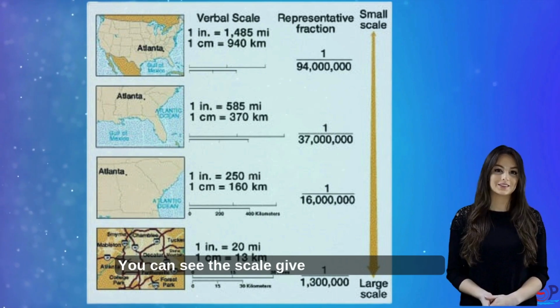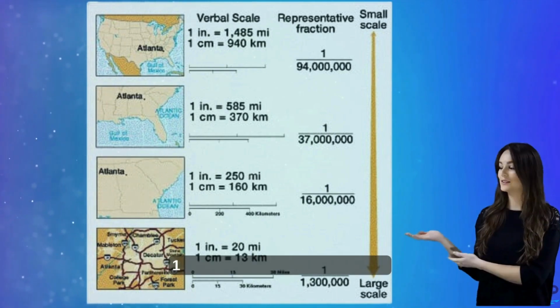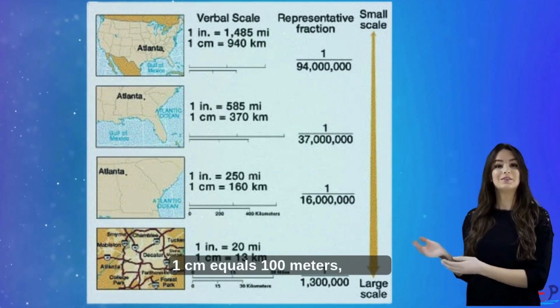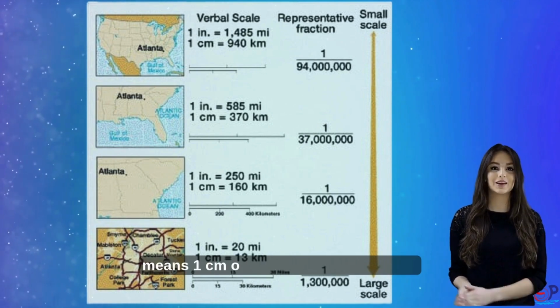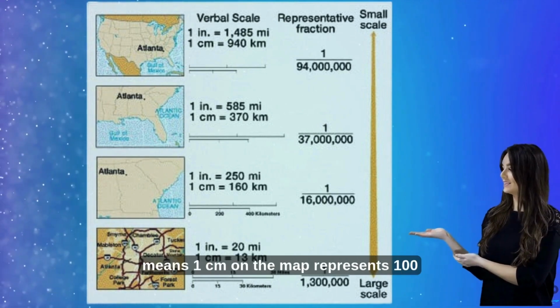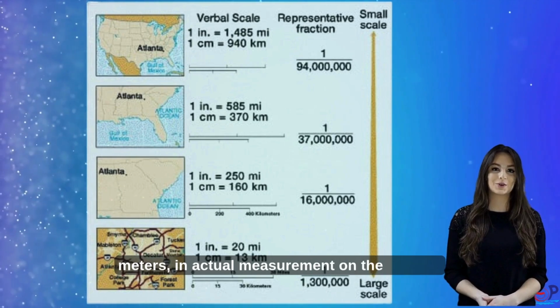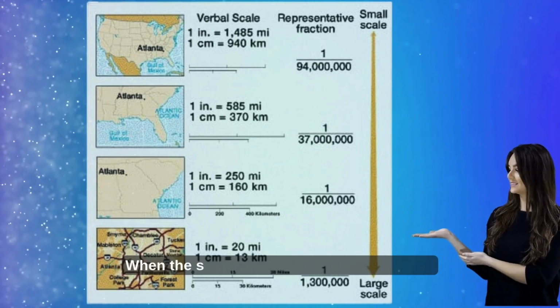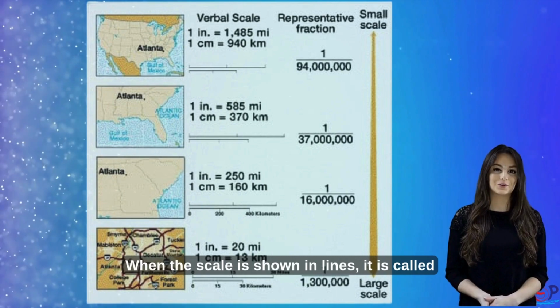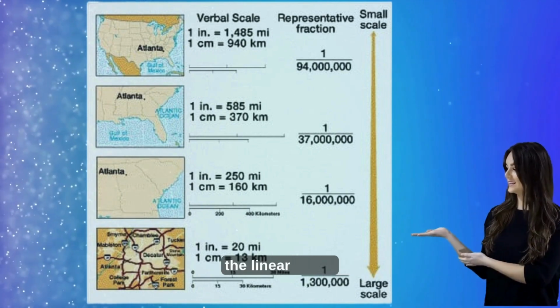You can see the scale given at the bottom of the map. 1 centimeter equals 100 meters, which means 1 centimeter on the map represents 100 meters in actual measurement on the ground. When the scale is shown in lines, it is called the linear scale.